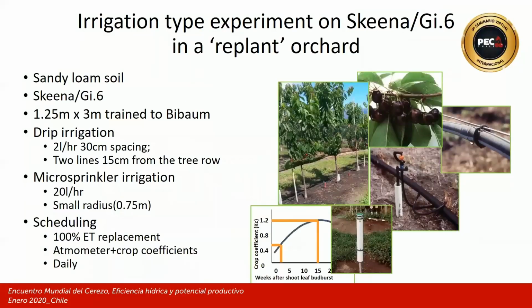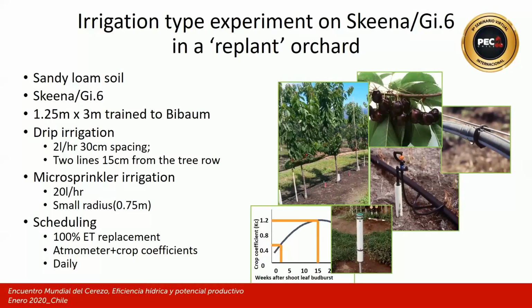We have used simple two-sensor fully automated irrigation systems in our research projects. In this example, Skeena on GI6 were planted in a replant orchard with two types of irrigation system, drip and small radius microsprinkler. Irrigation was scheduled using an estimate of ET from an electronic atmometer and a data logger programmed with crop coefficient curves. The data logger switched the irrigation system on and off.